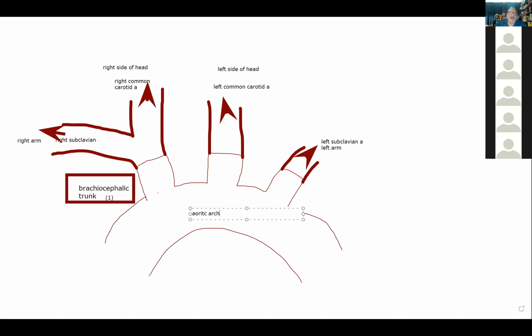Any idea why? As I've talked about before, why is always one of those challenging questions to ask. But make a guess. I don't know if we're right or not, but we can at least make a guess. Why might we need a little bit of extra plumbing, a little bit extra tubing to get to the right side as opposed to getting to the left side of our head and our arms?